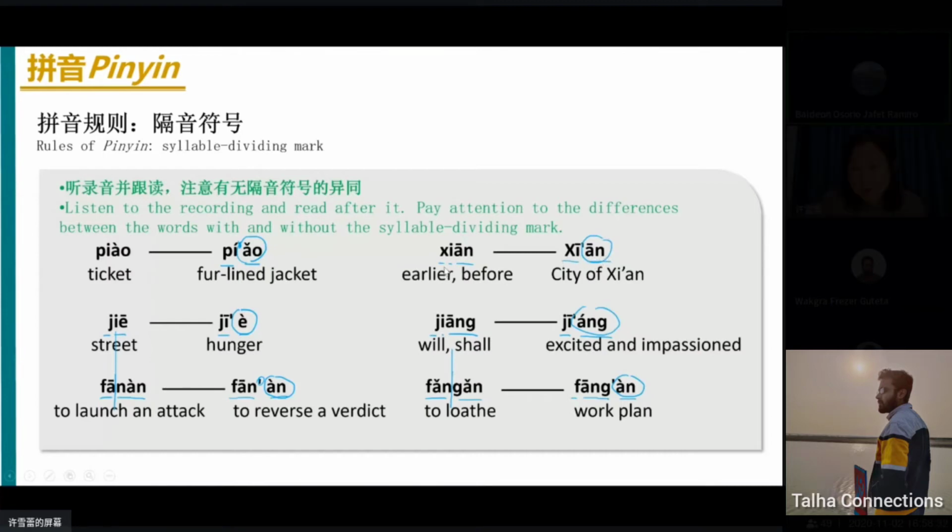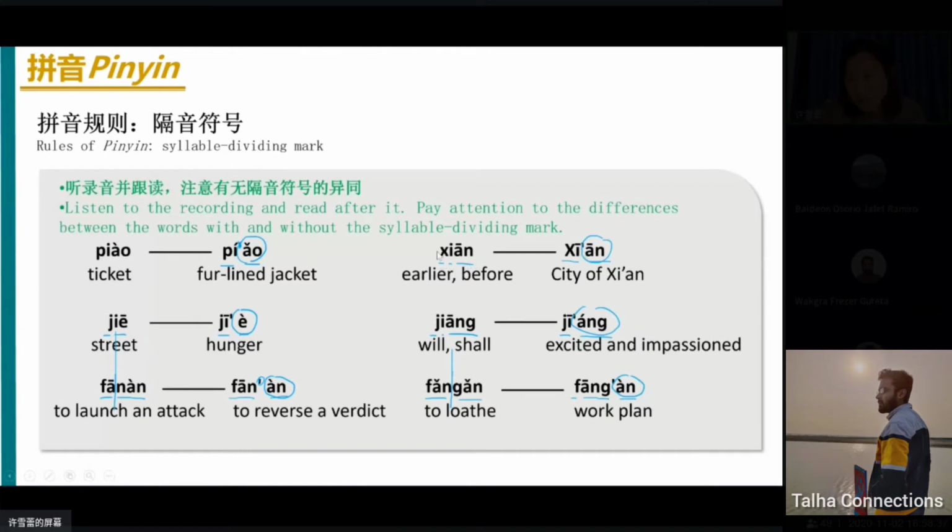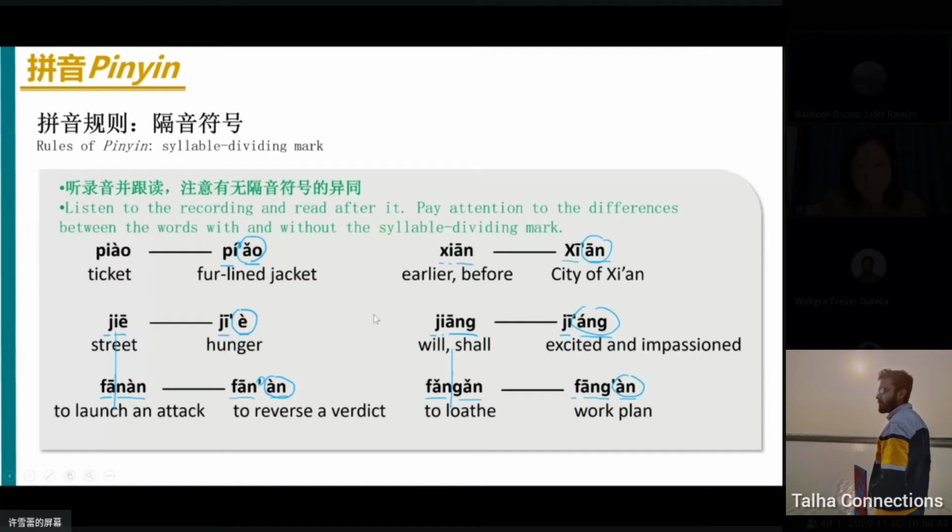Xi an. Without this dividing mark, you read it as one syllable. Xi yan xian. Xian. Yeah, that's it.